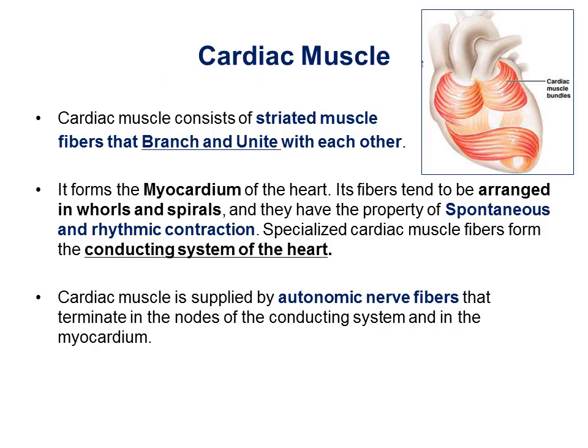Its fibers tend to be arranged in whorls and spirals, and they have the property of spontaneous and rhythmic contractions according to the speed of the conducting impulse going to each part of the heart. Specialized cardiac muscle fibers form the conducting system of the heart. So the conducting system of the heart is made of specific types of cardiac muscle that are structured to conduct the heart impulses to the different parts of the heart.